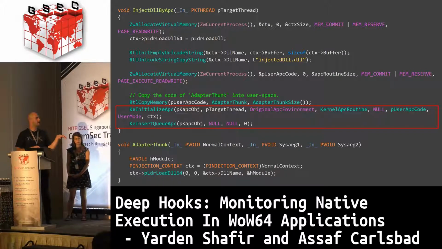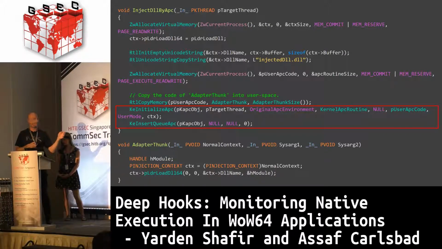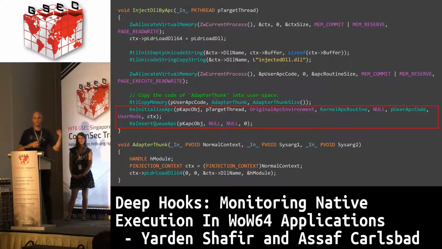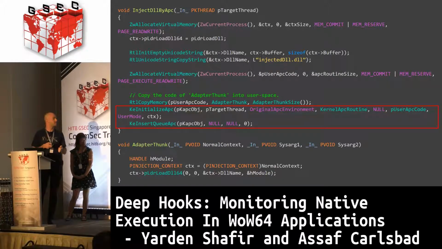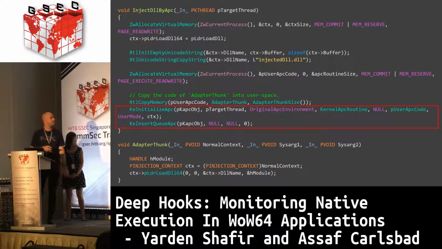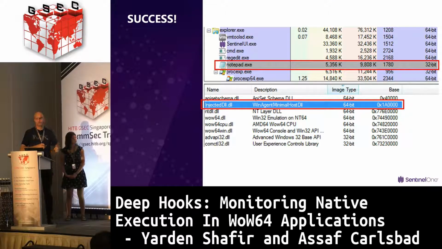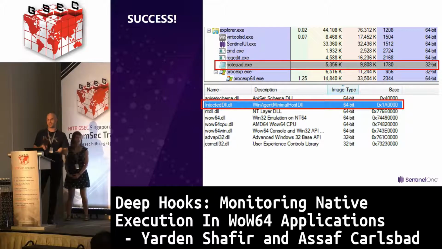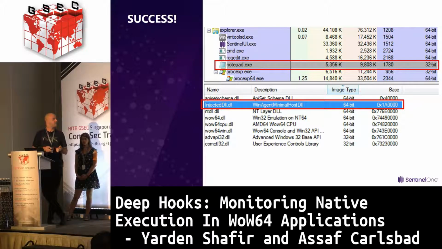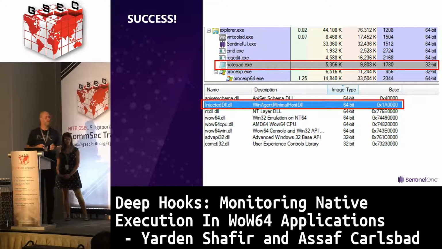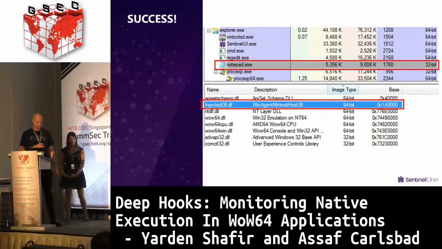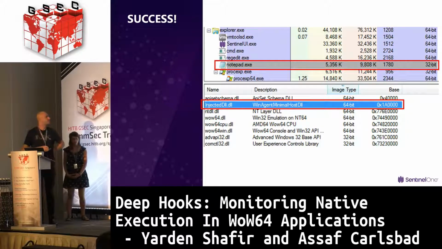Now, from our kernel mode driver, we can intercept thread creation events and basically repeat this entire procedure for every newly created WoW64 thread in the system. And this ultimately means that our DLL will be injected into every WoW64 process across the system. Okay, so we have taken the source code that I've just shown you, compiled it into a driver, loaded it into, I think, a Windows 7 system and tested it. And indeed, as you can see, it worked quite well. We have a 32-bit process to which we managed to inject our own 64-bit DLL. So this was kind of nice.